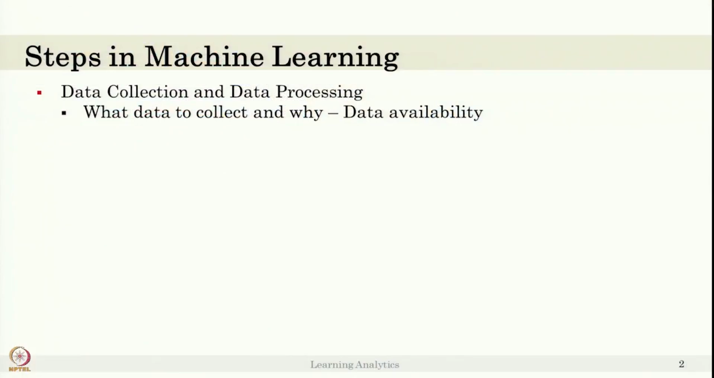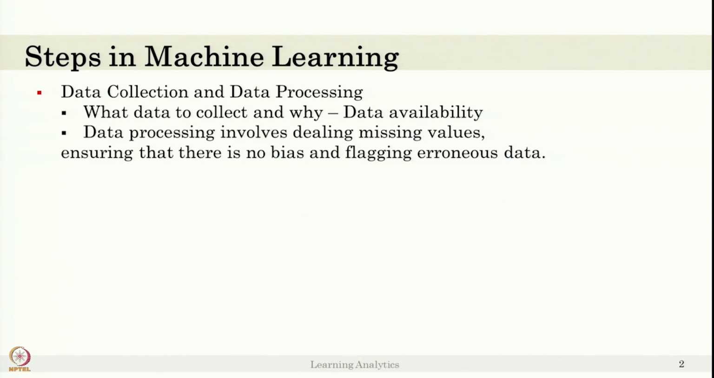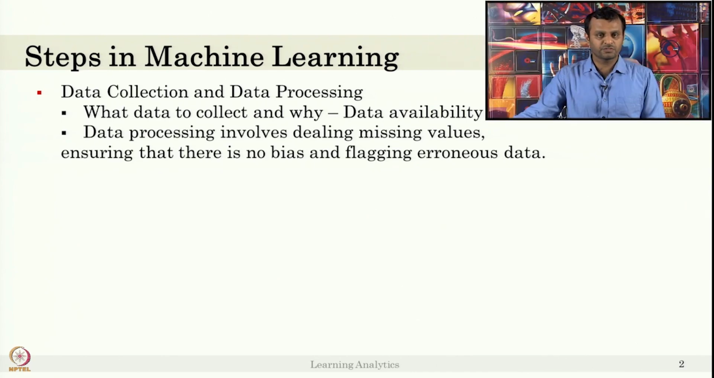So in machine learning there are 4 steps. The first step is data collection and data processing. This is similar to what we saw in learning analytics. In this step we have to decide what data to collect and why we have to collect it, and importantly we should make sure that the data is available or not. Also we have to do the data pre-processing, like removing the missing values or outliers, and ensure that there's no bias in the data. Also, if you find any errors, you have to remove those data.